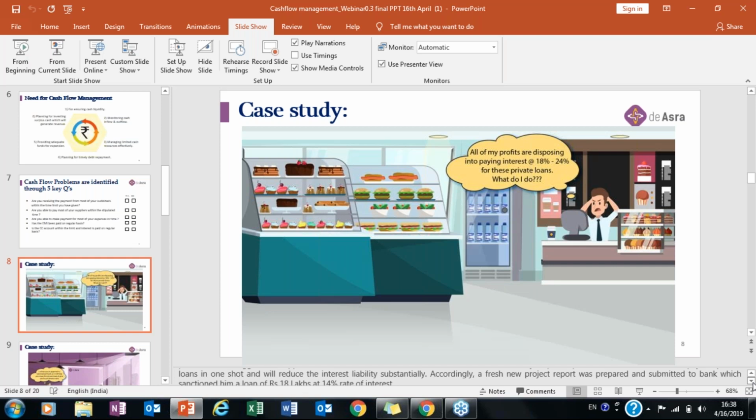According to it, a fresh report was prepared and submitted to a bank, and the new bank sanctioned him a loan of 18 lakh rupees at an interest rate of 14%.